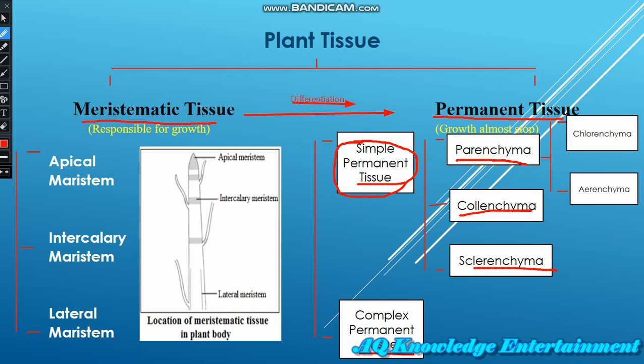Now it's called the parenchyma, right? So parenchyma has two types, chlorenchyma and aerenchyma. Now let me tell you all what are these two. When the parenchyma consists of chlorophyll, meaning it has chlorophyll in it for synthesizing food, it's called chlorenchyma.